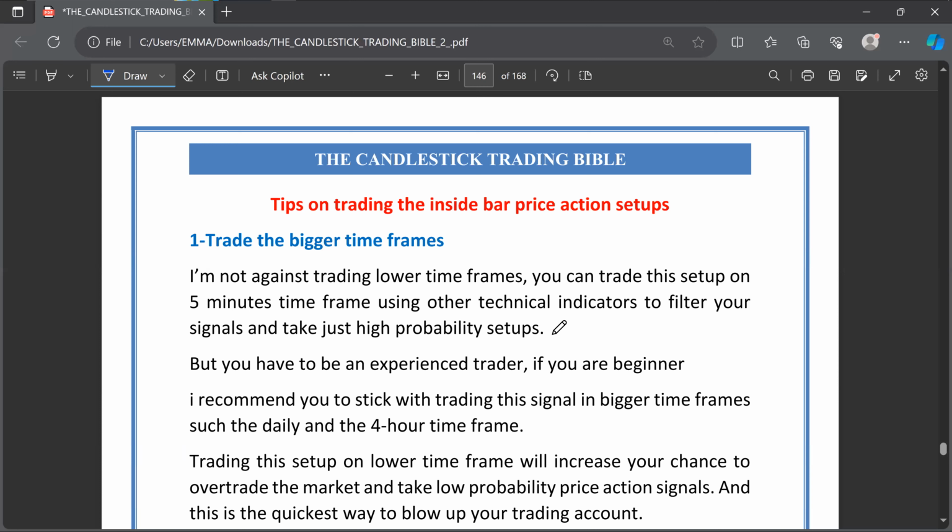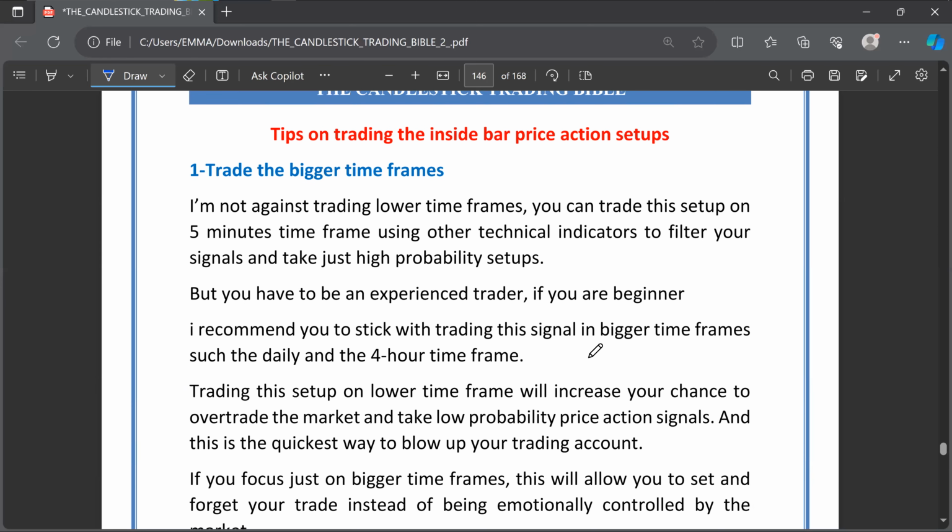If you're a beginner, I recommend you stick with trading this signal in bigger time frames, such as the daily and the 4-hour time frame. I usually trade the 1 hour, but I do my top-down analysis from the daily, 4-hour, and then to the 1 hour. But before the week starts, I do my analysis on Sunday, looking at the weekly time frame, right? So that is it. Trading this setup on lower time frames will increase your chance to overtrade.